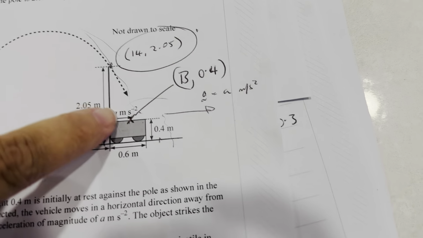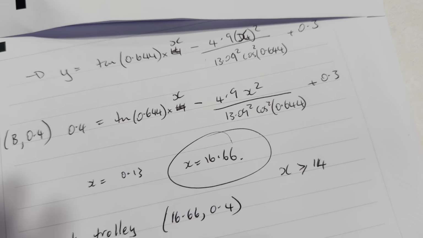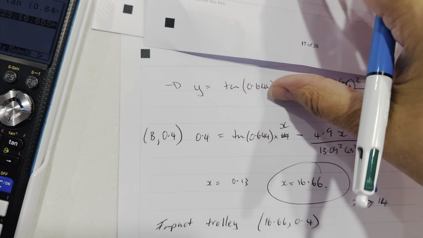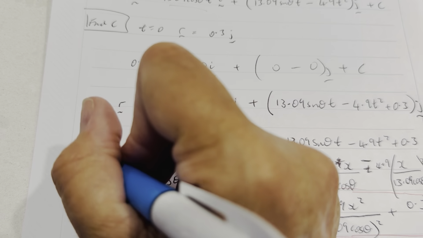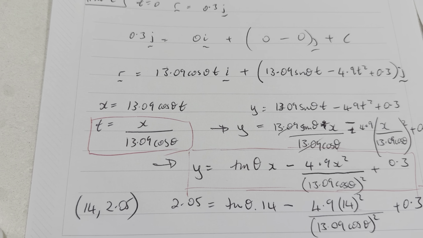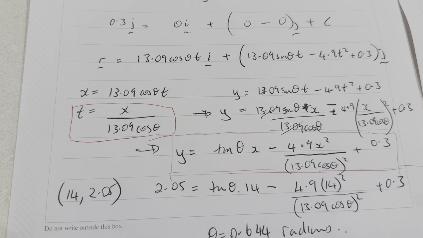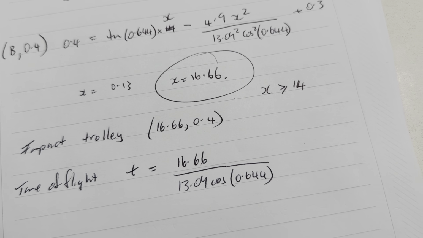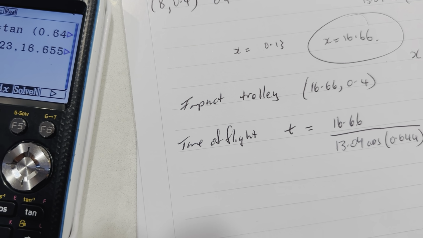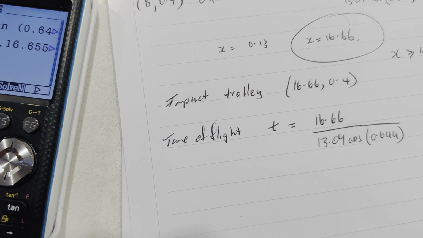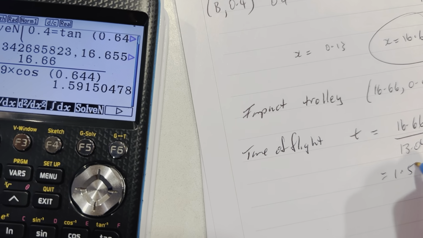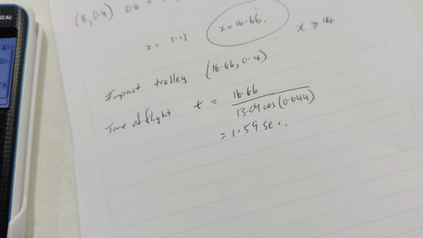Now we know that this trolley is moving with a constant acceleration, so we need to work out where. I'm going to work out time of flight. If we go back to our parametric equations, I can go t equals 16.66 over 13.09 cos 0.644. So I put in 16.66 over 13.09 times cos 0.644, close my brackets, execute, and I get 1.59 seconds as my time of flight.